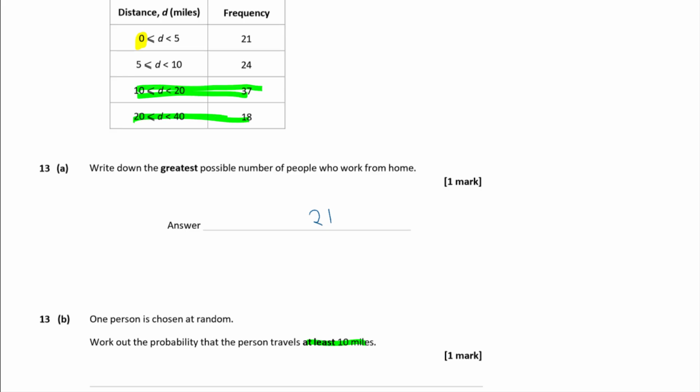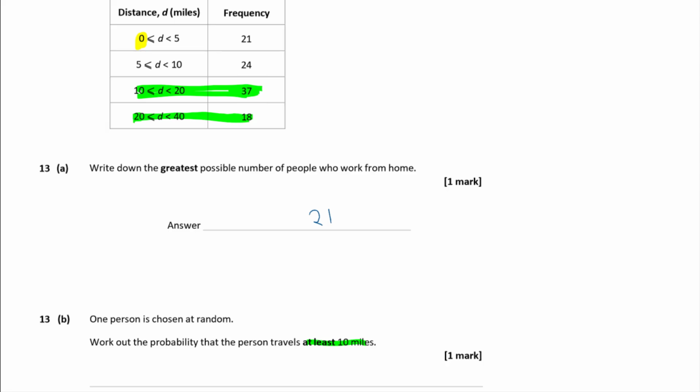Now the previous category, the 5 to 10, does have a 10 in it, but can you see that D is strictly less than 10? So it's not like the first question where D was greater than or equal to 0. D could be equal to 0 in the first group, but D cannot be equal to 10 for those 24 people in the second group because it has to be strictly less than 10. So we don't need to include those in this calculation.